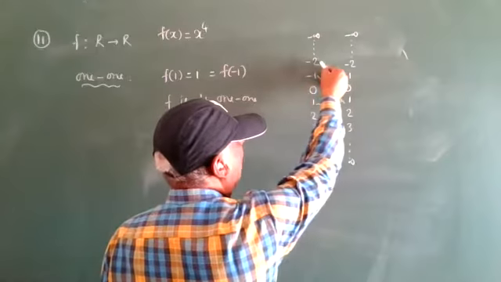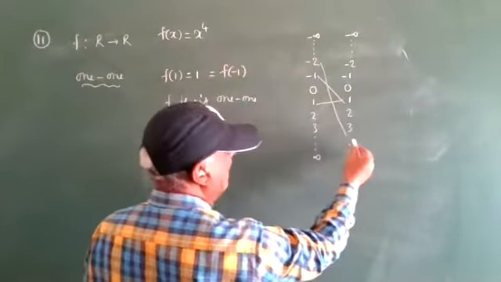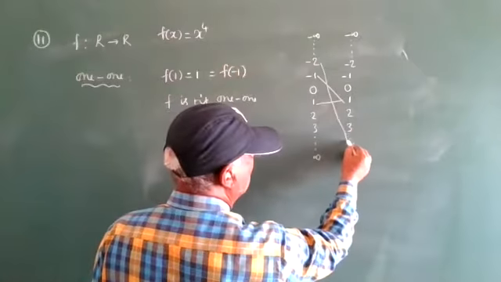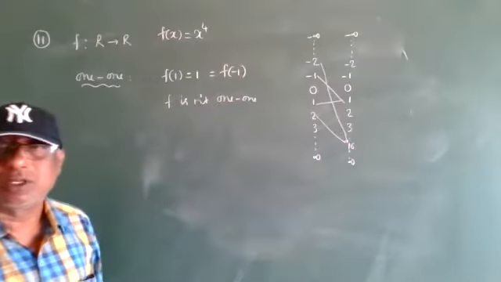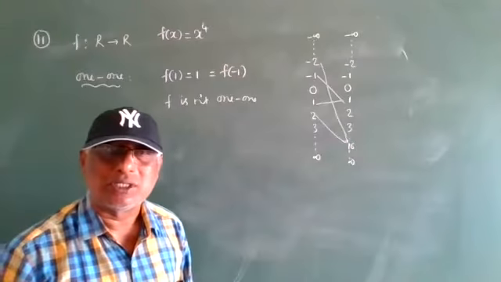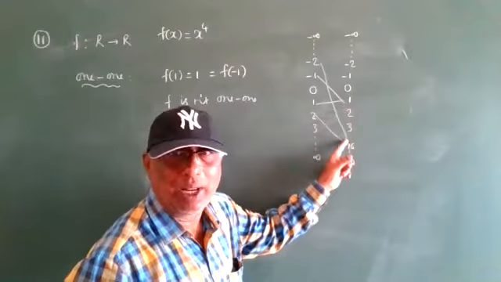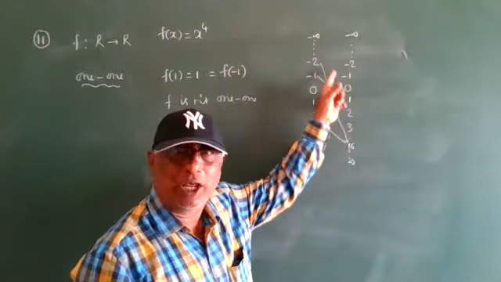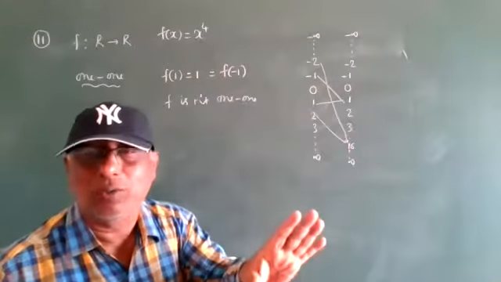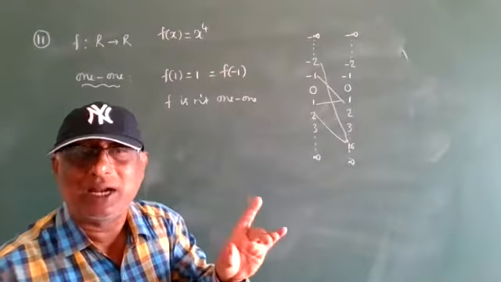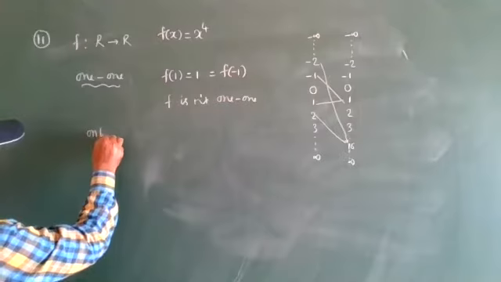Minus 2 to the power of 4 is 16, and plus 2 to the power of 4 is also 16. We are getting positive range only. Now, the codomain is negative and positive, but the range is positive values only. Therefore, it is not onto. Write down: onto.